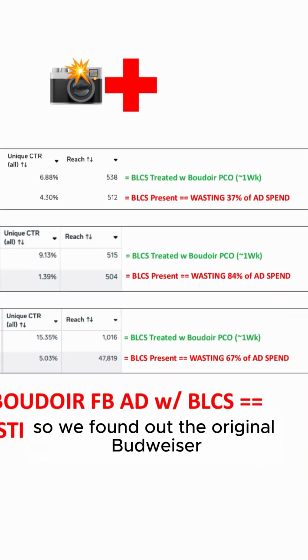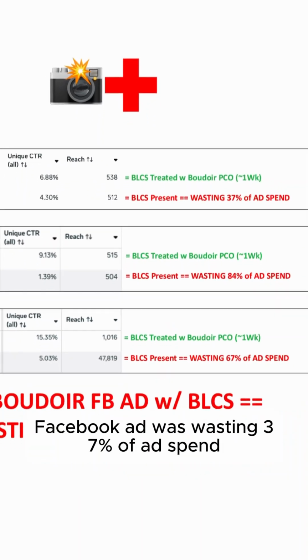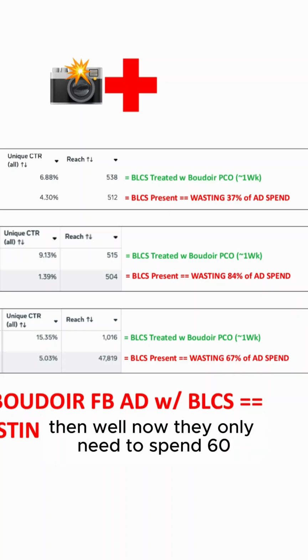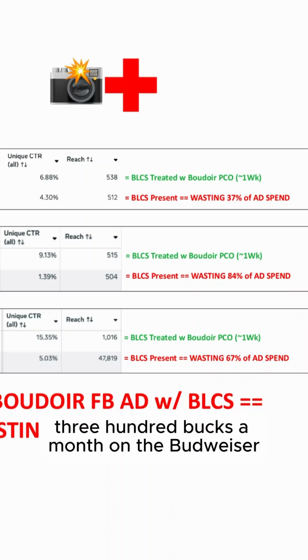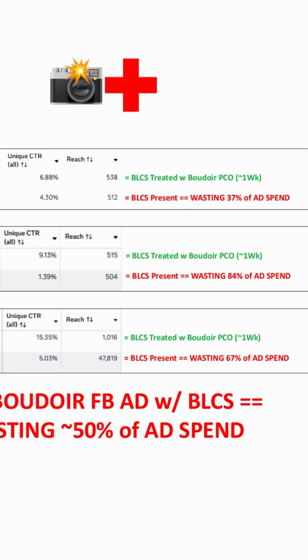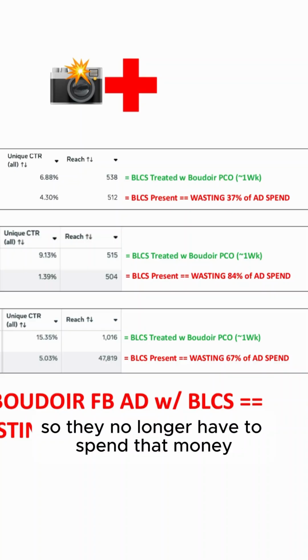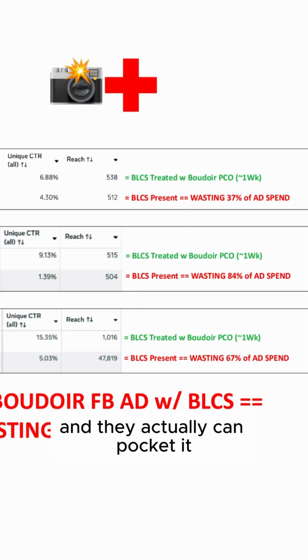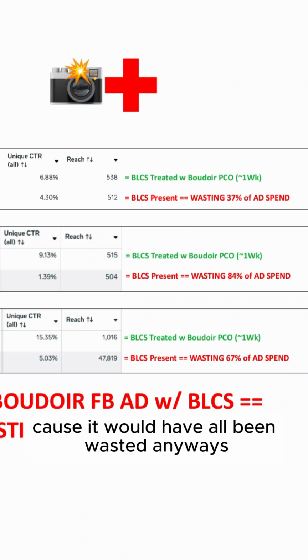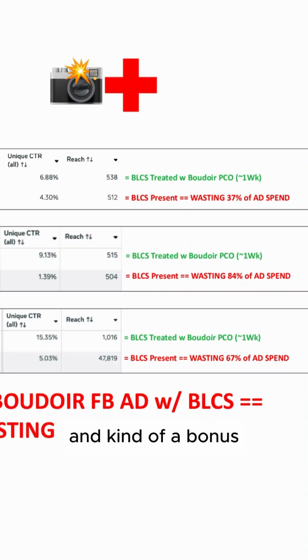So we found out the original Boudoir Facebook ad was wasting 37% of ad spend, which means that they're spending 10 grand a month on the original Boudoir Facebook ad. Now they only need to spend $6,300 a month on the Boudoir Pico treated ad to get their ad into the same number of women's brains. And so they no longer have to spend that money, and they actually can pocket it kind of as like a bonus, Boudoir Pico bonus. They just don't spend it because it would have all been wasted anyways. And kind of a bonus, $3,700 a month bonus.